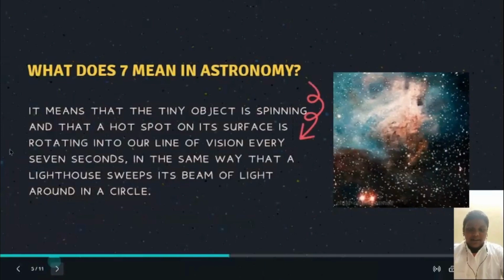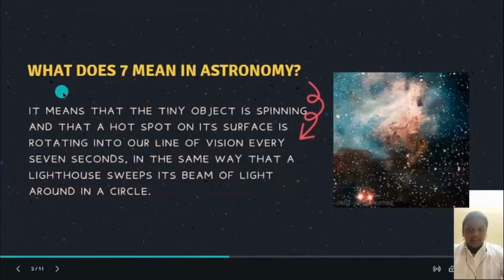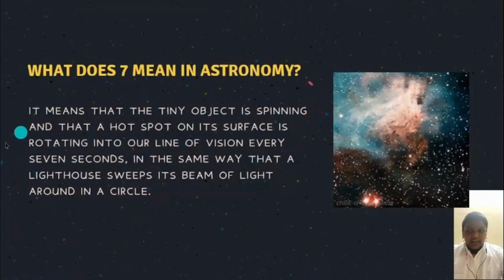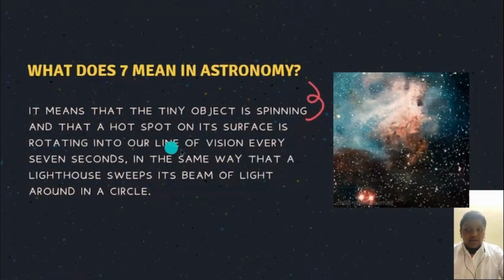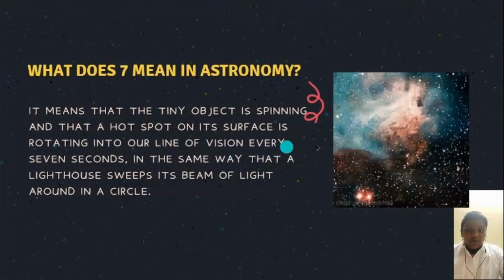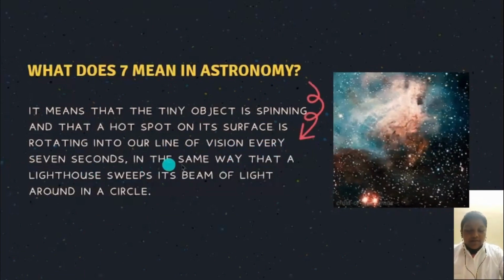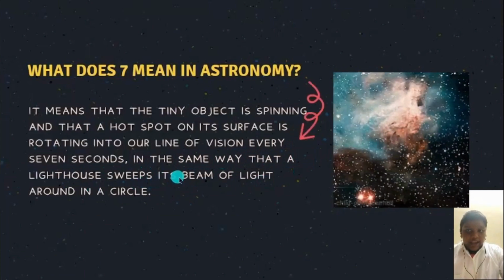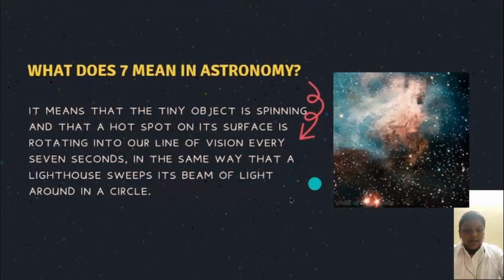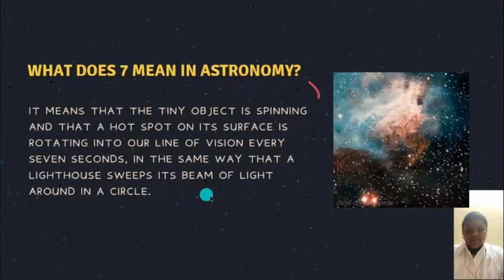What does 7 mean in astronomy? It means that the tiny object is spinning and that a hot spot on the surface is rotating into our line of vision every 7 seconds, in the same way that a lighthouse spins a beam of light around in a circle.